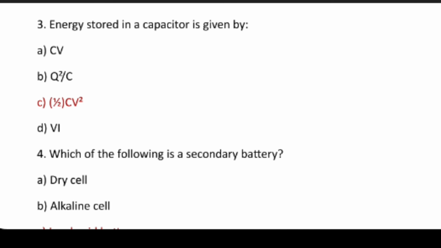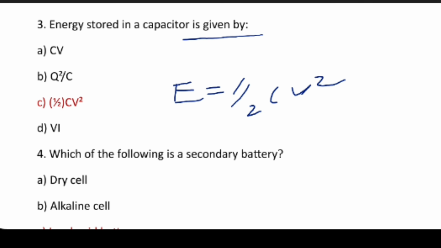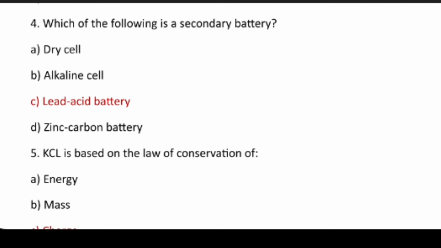Next, the energy stored in a capacitor is given by E equal to half CV squared, option C. Next, which of the following is a secondary battery? We call it option C, lead acid battery.